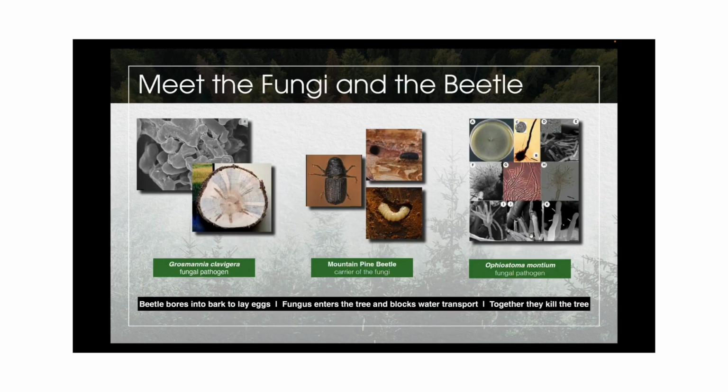Let's meet the team of beetles and fungus. These two fungi here are Grosmannia clavigera and Ophiostoma montium. They can't move alone. They hitch rides on mountain pine beetles. When a beetle bores into a tree to lay eggs, it brings the fungi with it. The fungi block the tree's water flow, weaken its defenses, and make it easier for the beetle's larvae, the babies, to survive. And together they kill the tree.